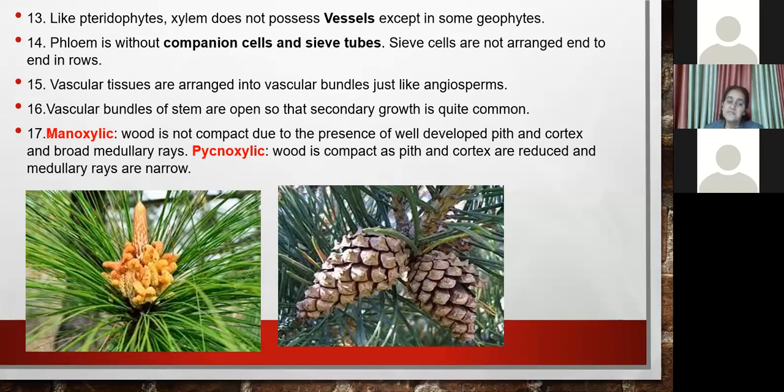Then the two terms come towards the wood. Wood क्या है? Xylem. तो wood दो तरह की है, मेनोजाइलिक एंड पिक्नोजाइलिक. Manoxylic wood is not compact due to presence of well-developed pith and cortex and broad medullary rays. तो ये compact नहीं होती, Manoxylic light होती है, porous होती है. Pycnoxylic wood is compact as pith and cortex are reduced and medullary rays are narrow. तो Manoxylic usually cycas में और Pycnoxylic usually pinus में present होती है.